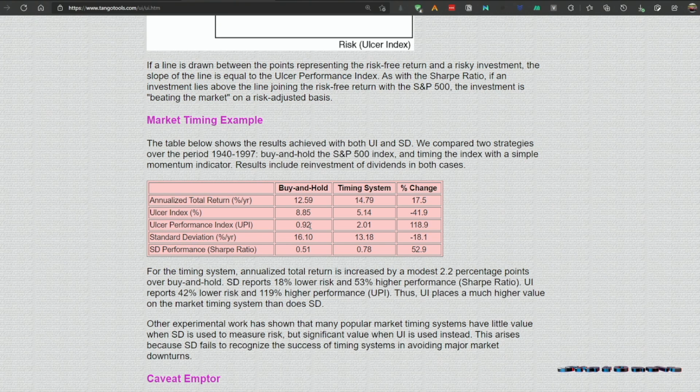And also the performance index here is 0.92. And as I mentioned, the higher the better. And here we have double the UPI number, which means we have a much better system in terms of drawdown and return. And here we have the standard deviation, which is 16. And this measures the standard deviation up and down. Here we have lower standard deviation, and this is the Sharpe ratio.